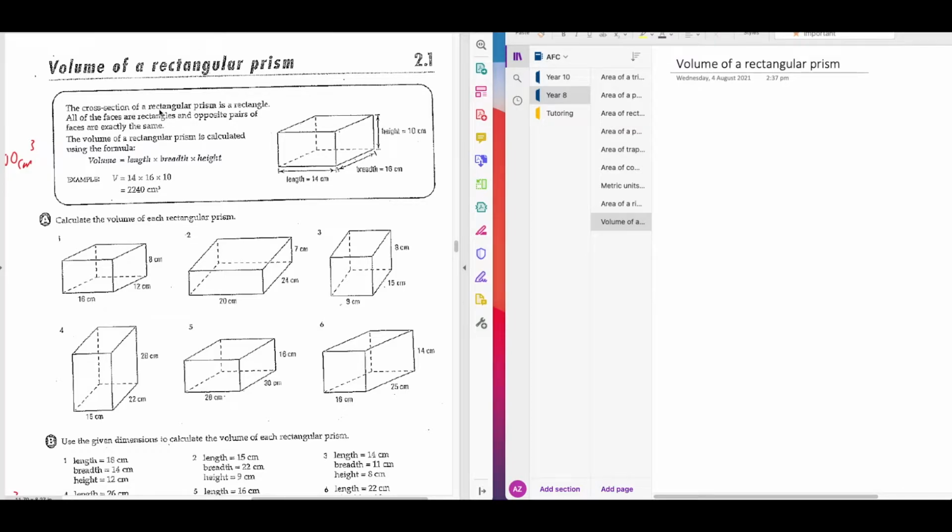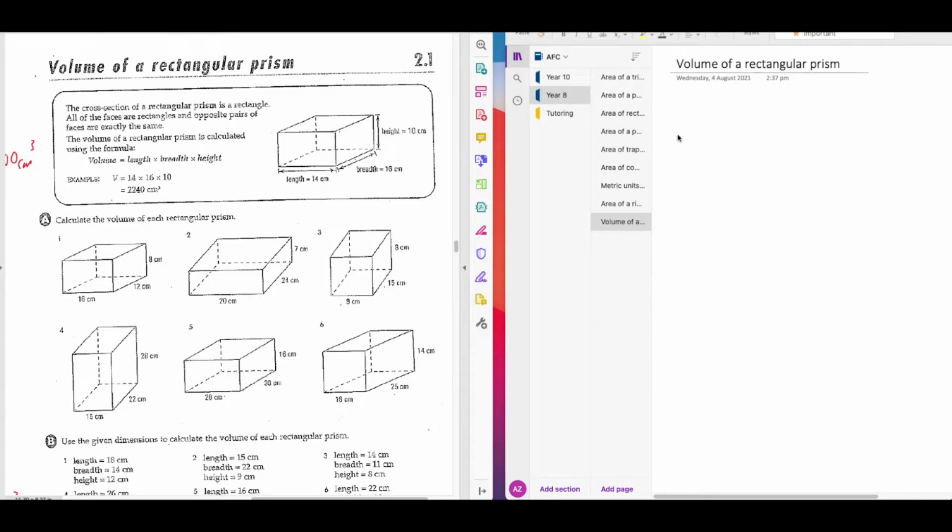The cross section of a rectangular prism is a rectangle, as we all know. All of the faces are rectangles and opposite pairs of faces are exactly the same. Now the volume of a rectangular prism is calculated using the formula volume equals length times breadth times height. In other words, you find the area of the base by working out length times breadth, and then you times it by the height.